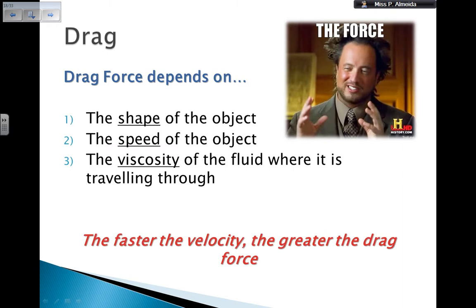Now, if you are traveling at a higher velocity, then you have a greater drag force. The reason for that is because drag is created by the particles in the fluid colliding with your object or with you. Now, if you're moving faster, then you're going to collide with more particles per second because you're going to pass through more particles. So therefore, the drag force increases.